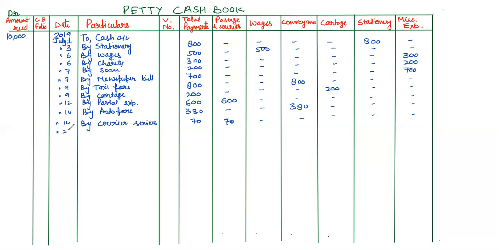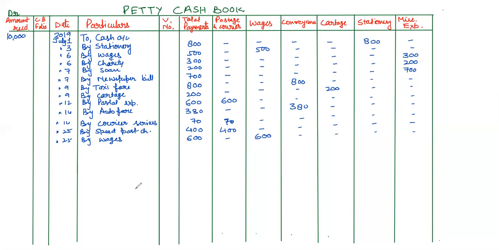And after that, next is 25, speed post charges. By speed post charges, rupees 400 will come in the total payment column, and this is one of the facilities provided by the post office, so it will come in the postage and courier column also. And after that, on the same day, by wages, rupees 600, and we have a separate column for this also.